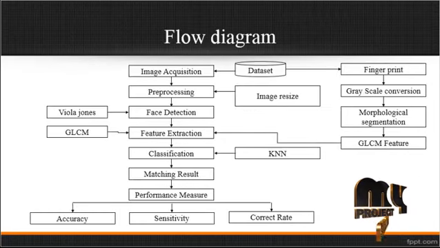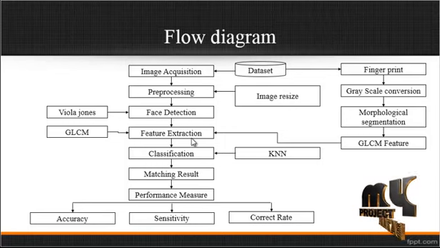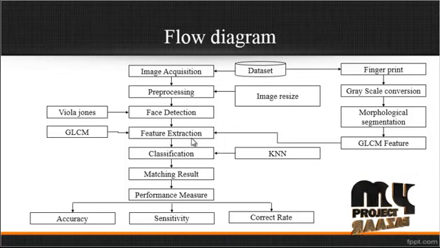Now we are going to discuss the flow diagram of the process. This is the overall working flow of the process. The process consists of the modules such as input, pre-process, segmentation, feature extraction, classification, and finally performance estimation.